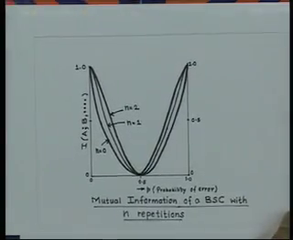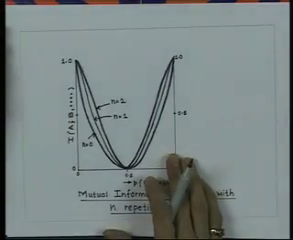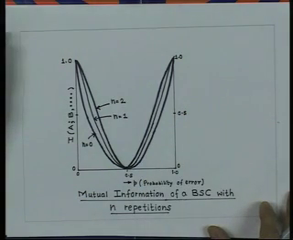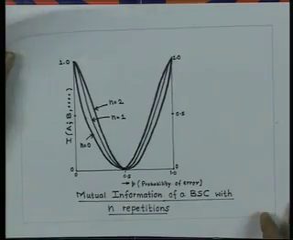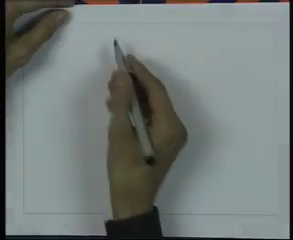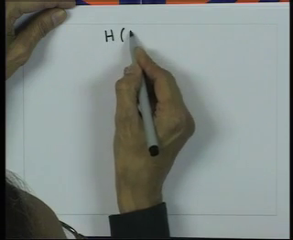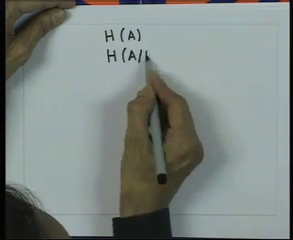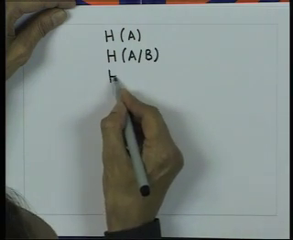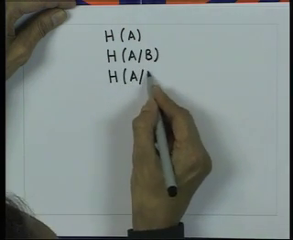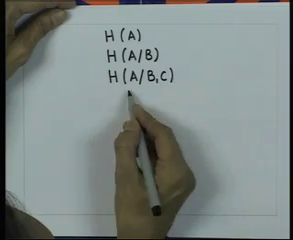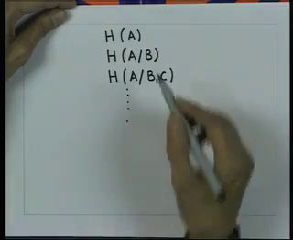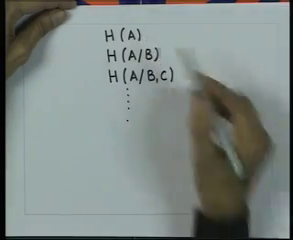Now, in our investigation of the additivity of mutual information, we were led to a consideration of the sequence of entropy quantities of the form H of A given B, H of A given B C, and so forth. Each member of this sequence is no greater than the preceding member.